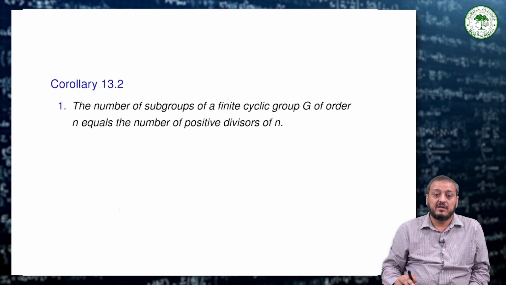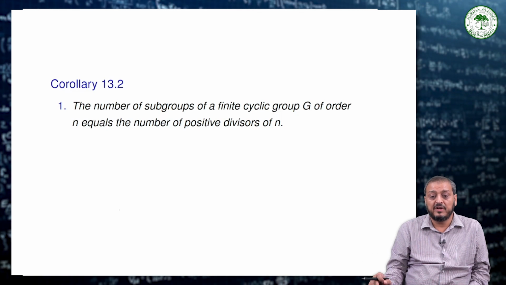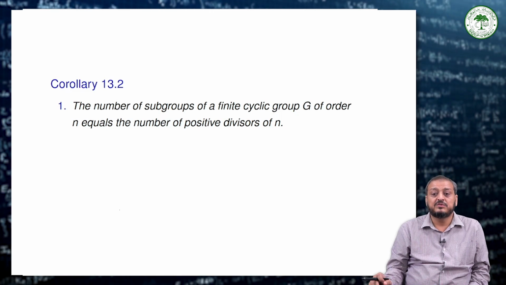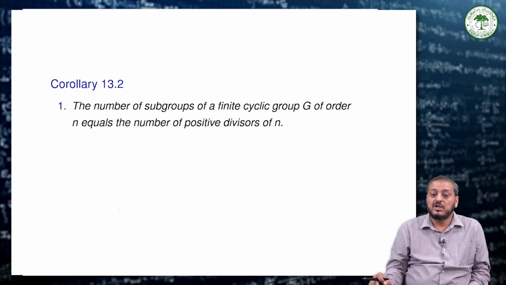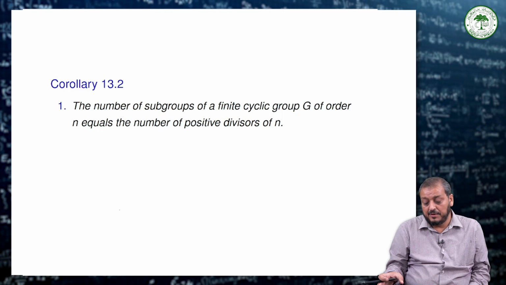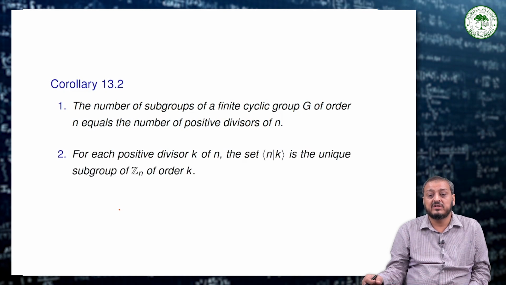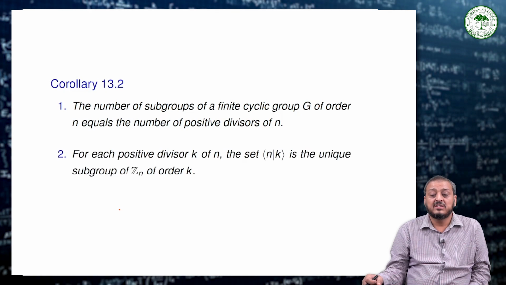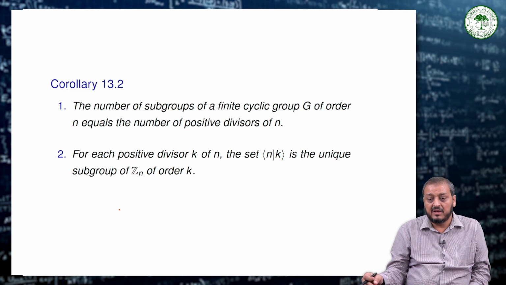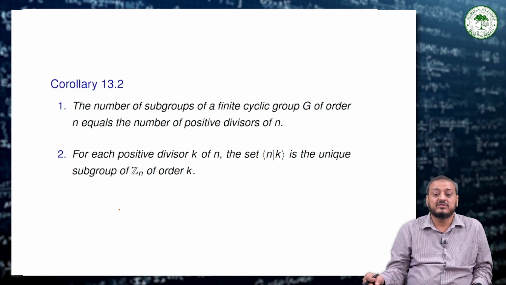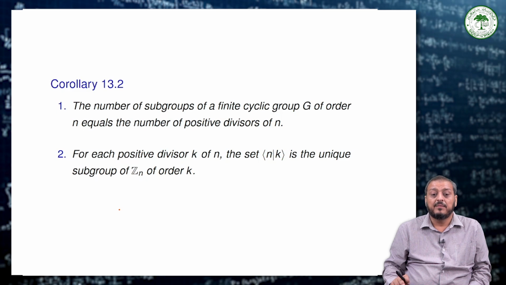Now there is a corollary. We can say that the number of subgroups of a finite cyclic group G of order n is equal to the number of positive divisors of n. And the second part says that for each positive divisor k of n, the set generated by n over k is the unique subgroup of Zn of order k.